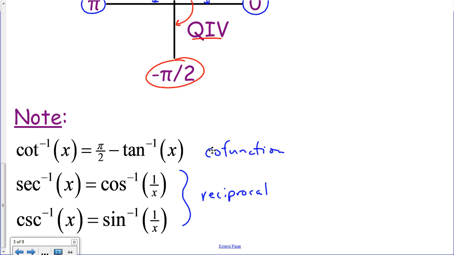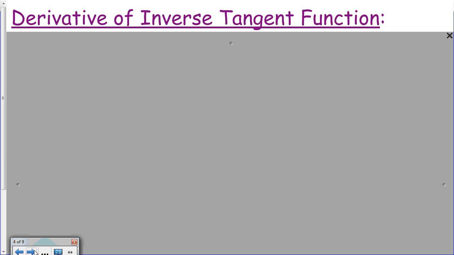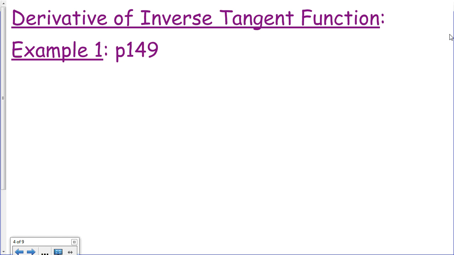All right, so let's get to the topic of this section, which is to find the derivatives of your inverse trig functions. And we're going to start out with the derivative of the inverse tangent function. Actually, we're going to follow through with the first example, which asks us to find the derivative of tangent inverse. So we're going to start out with y equals tangent inverse of x.